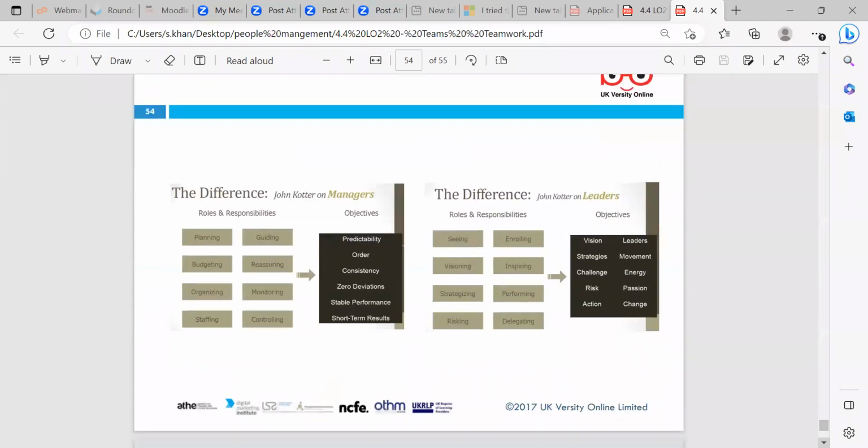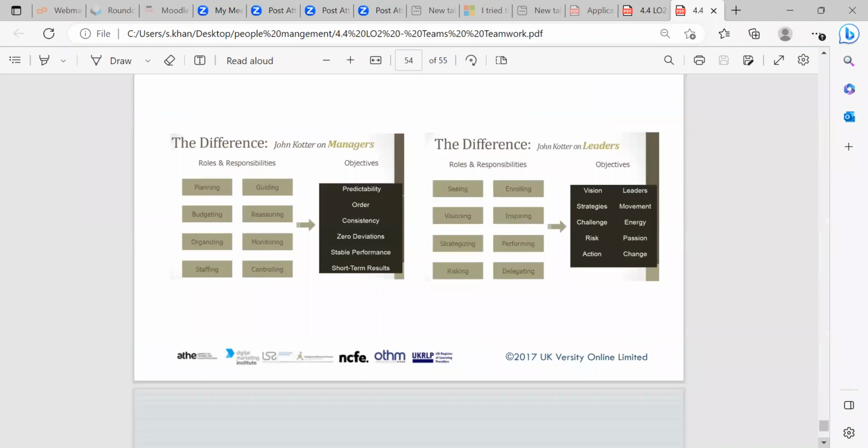So the difference here for John Kotter on managers, roles and responsibilities, they're planning, budgeting, organising, staffing, guiding, reassuring, monitoring and controlling. And the objectives are that it leads to predictability, order, consistency, zero deviations, stable performance and short-term results.